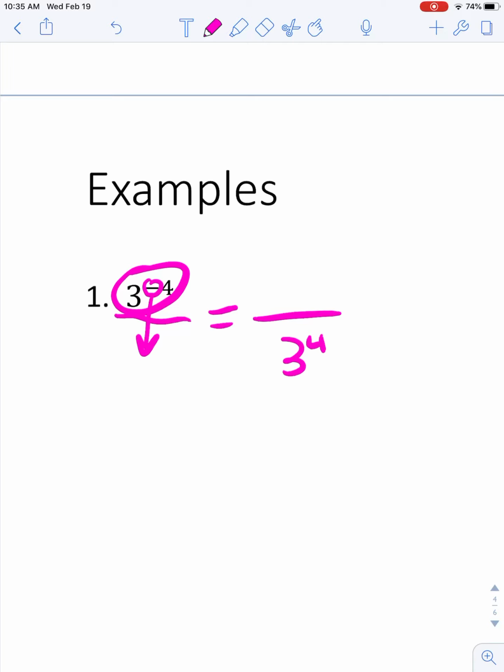The top or bottom of a fraction is never truly empty. There's always a 1 there. So really we have 1 over 3 to the 4th. And that's our answer.